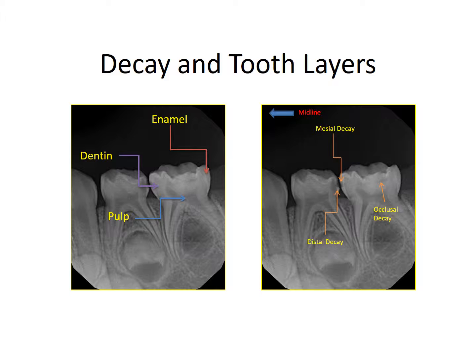Decay and tooth layers. The two pictures are the same radiograph. The left picture shows the three different layers of the tooth: the enamel, the dentin, and the pulp. The enamel is the white eggshell covering of the tooth. The dentin is the inner grayer layer of the tooth, and the pulp, which is enclosed inside of a pulp chamber, is darkest gray. The right picture shows the mesial decay touching the DEJ, the distal decay almost touching the pulpal tissue, and the occlusal decay, which is a small dark spot.